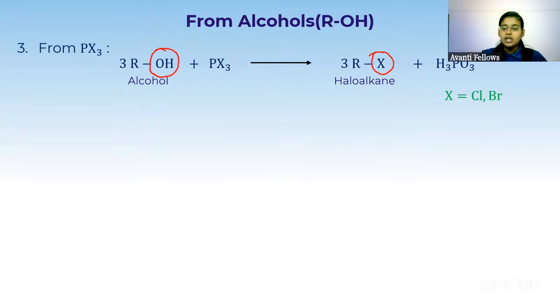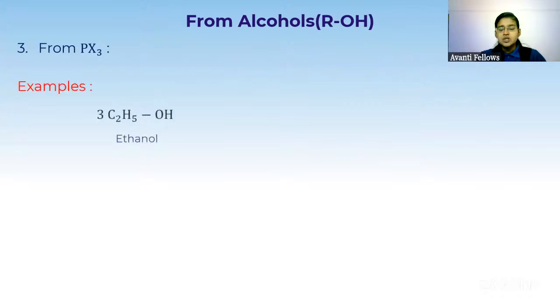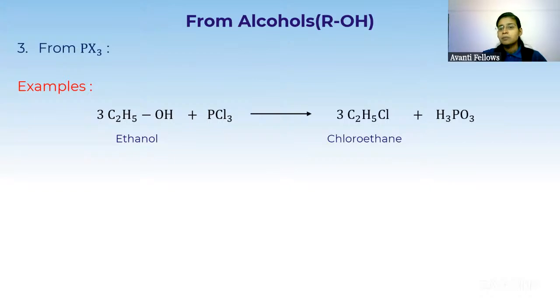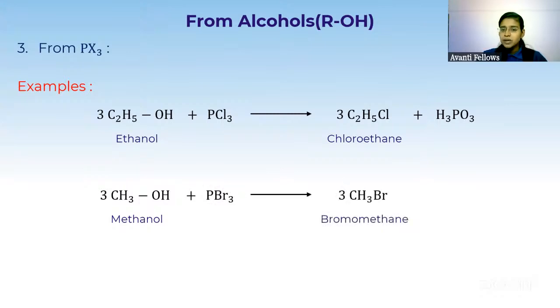Okay, so now let's see some examples. So let me take ethanol again. I have taken 3 moles of ethanol and I have treated this with PCl3. So what will be the product? It will be 3 moles of C2H5Cl with H3PO3. So if I take methanol and if I treat it with PBr3, I will get 3 moles of CH3Br with the release of H3PO3.